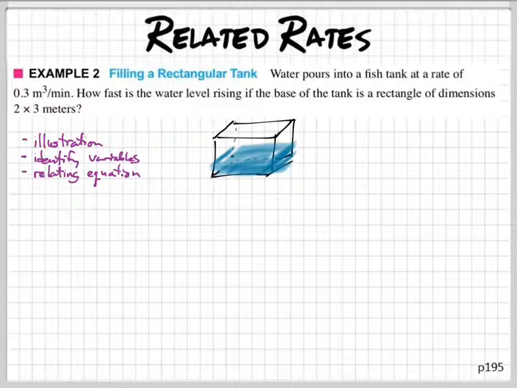Okay, so let's label it. It's 2 by 3 on the bottom. It says it's rectangular dimensions, and these are in meters. So that's our illustration. What about our variables?